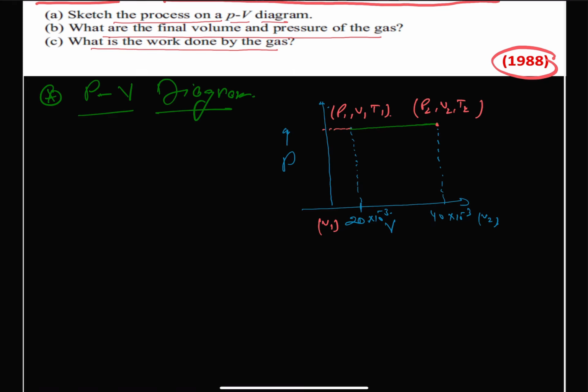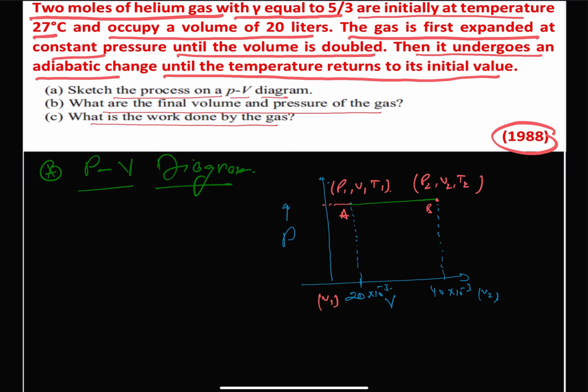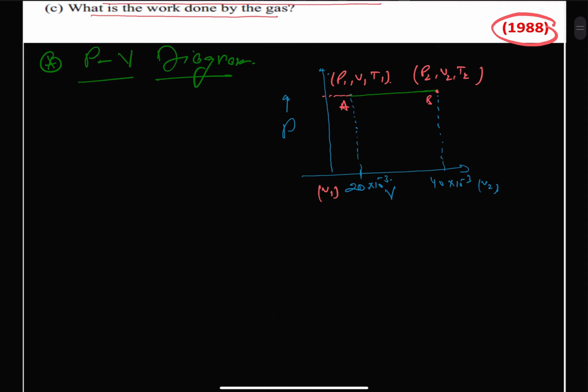Let us suppose we call this point A and this point B, and then it is an adiabatic process, let us suppose it goes something like this, and this is point C. Let us assume that pressure is our P3, volume is V3, and temperature is our T3. This is our basic PV diagram.